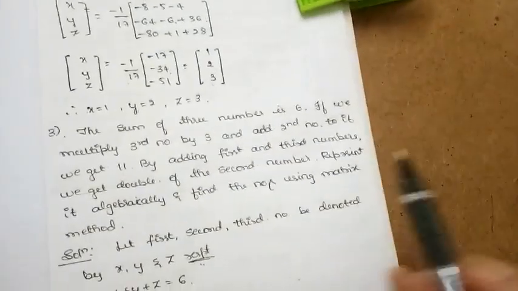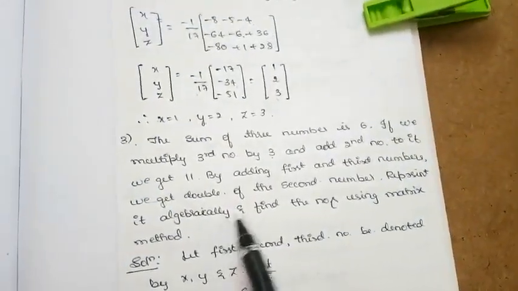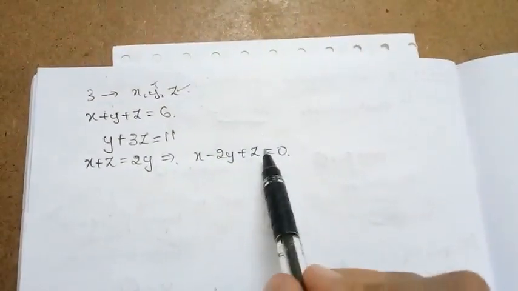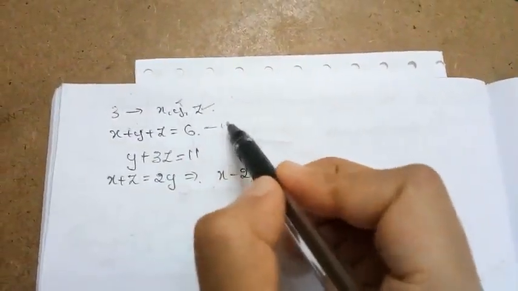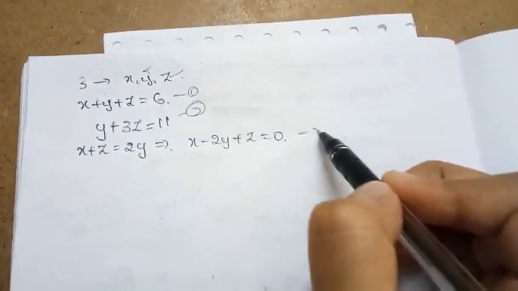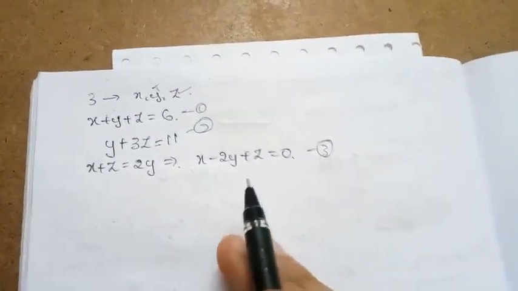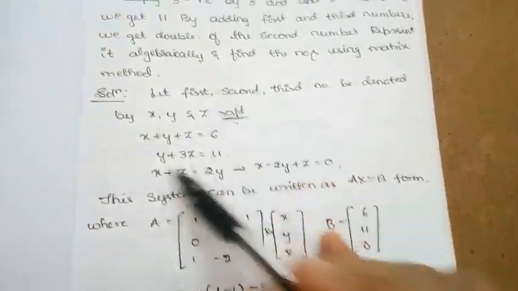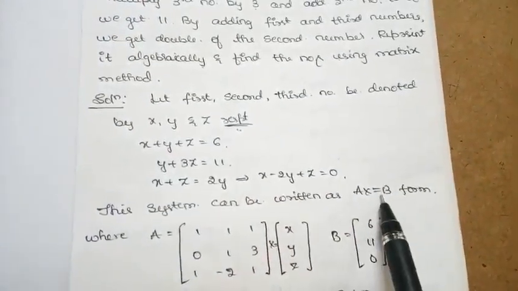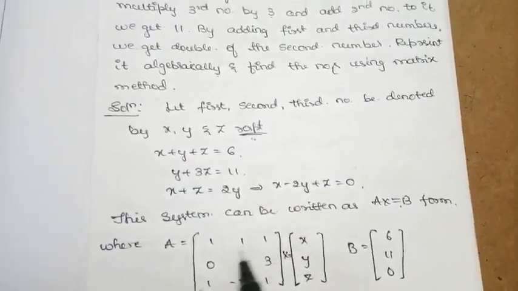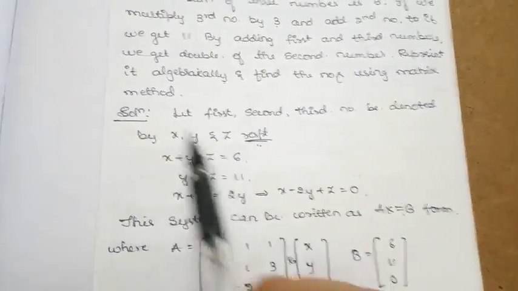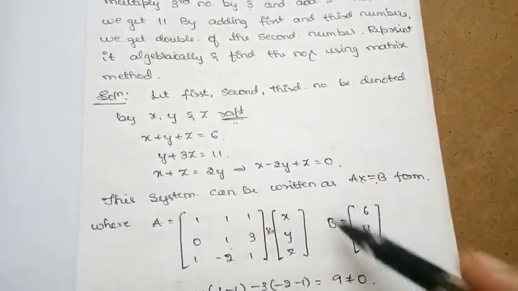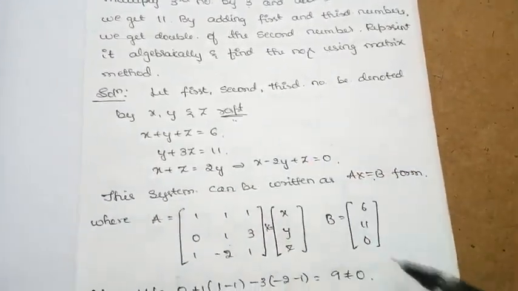Next they say, represent it algebraically and find the numbers using the matrix method. So I have expressed this algebraically. Now you have the three equations 1, 2 and 3, and solving them is similar to what I did in the previous section. This system can be expressed in the form AX is equal to B, where A is the coefficients of x, y and z, X is the variables x, y, z, and B is 6, 11 and 0.